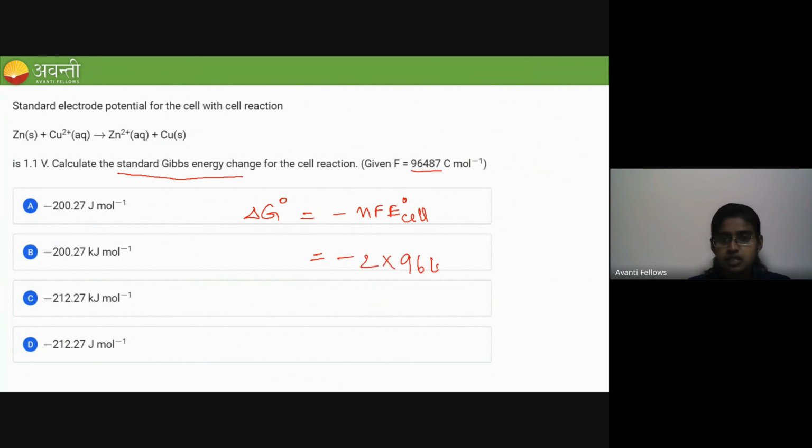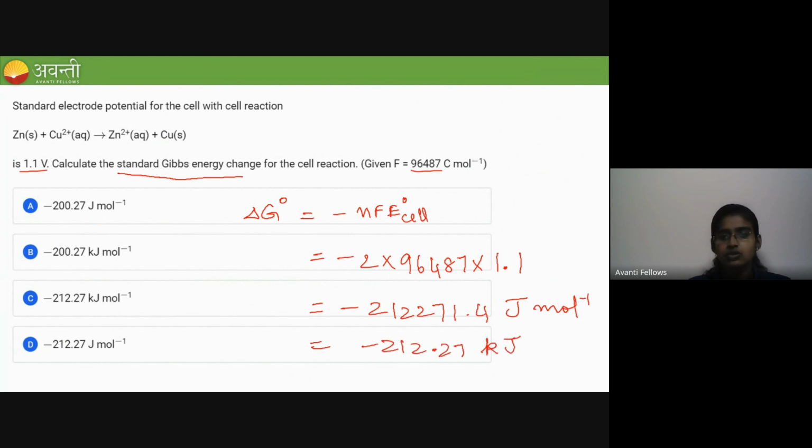It is 96,487 and the E naught cell value is also given as 1.1. Just multiply everything. We will get 212271.4 joule per mole. In terms of kilojoule per mole, 212.27 kilojoule per mole will be the answer for delta G. Just direct substitution on this formula. Okay, option C is coming out to be the correct answer. Got it? Now moving on to one more question.